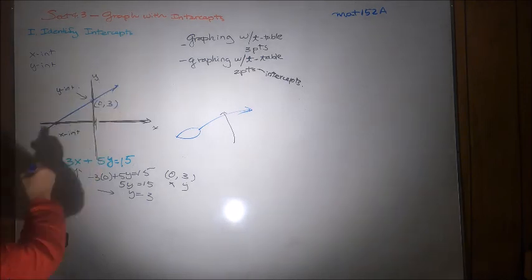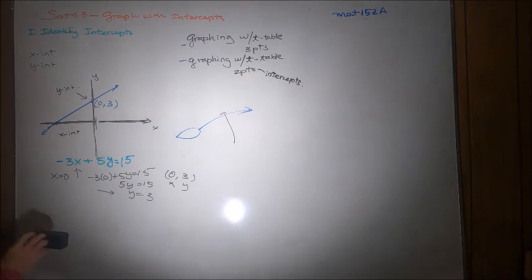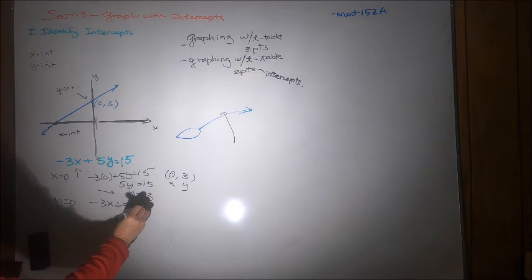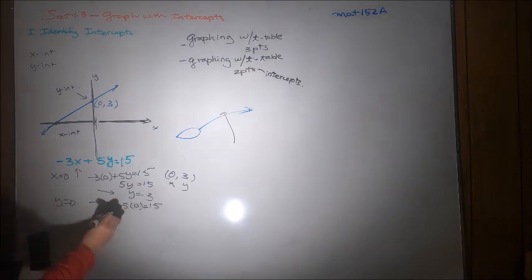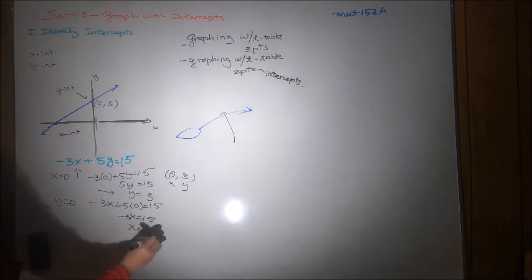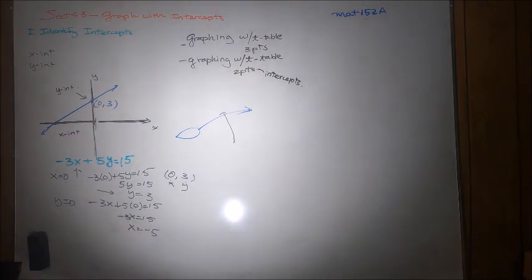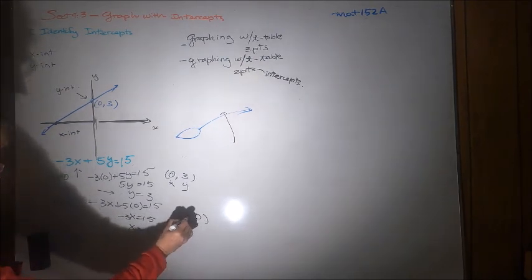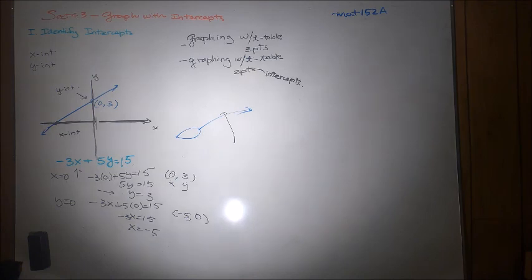If y is 0, see what happened? y is 0, I will have negative 3x plus 5 times 0 equals 15. So negative 3x is 15. X is what? Negative 5. So that means when y is 0, x is negative 5. So how does it look? That would be this point, right? Negative 5, 0.